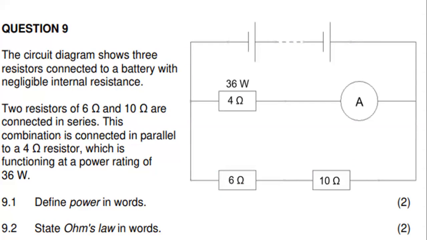Okay, this combination is connected in parallel to a 4 ohm resistor, which is functioning at the power rating of 36 watts. Now, what are they telling us there? Or rather, let us check what is happening. There, I have a good connection, positive terminal of this cell to the negative terminal of that one. Then it's the total current.